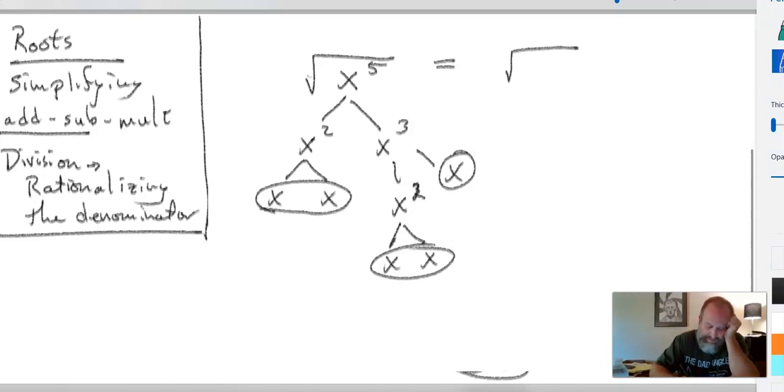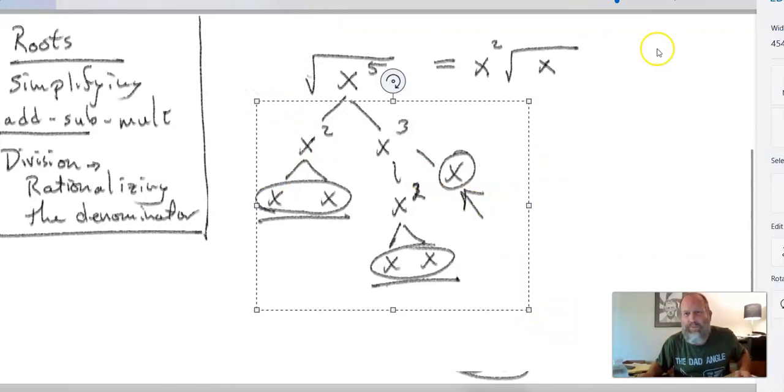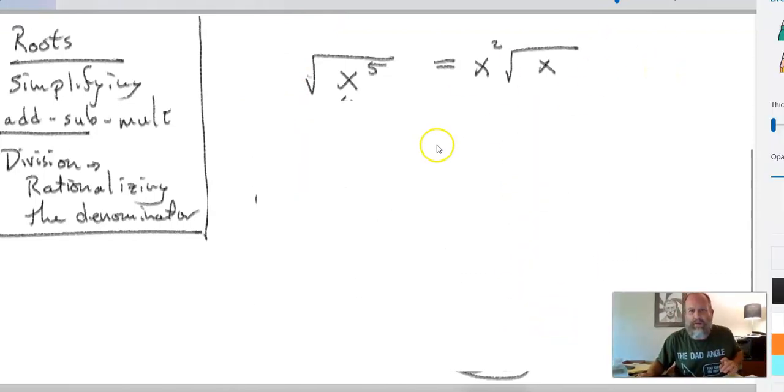So I have x times x, so this turns into 1 x, this turns into another x. And so that means I have 2 x's on the outside, which is an x squared. And then I have this one lonely guy sitting here waiting with no partner, right? And so we end up with x squared root x. But I want to point this out. I'm going to erase this, not worrying about all of this for a moment.